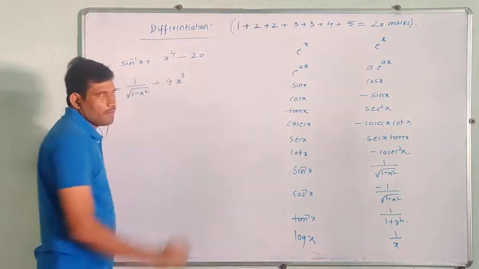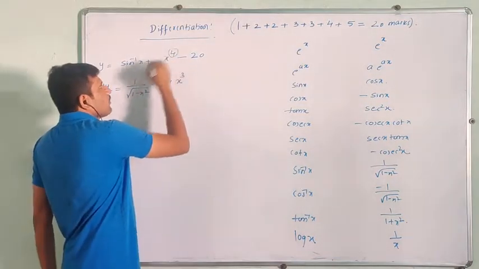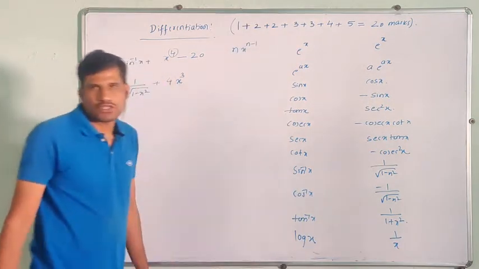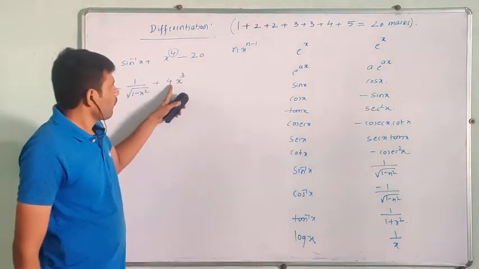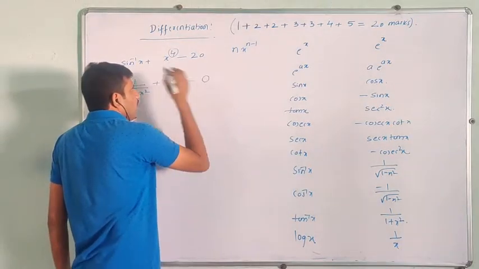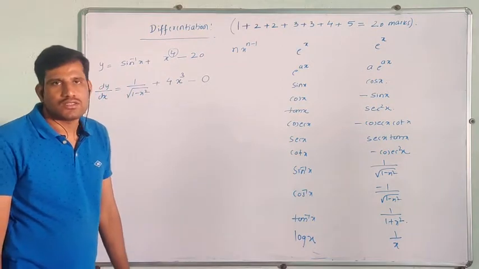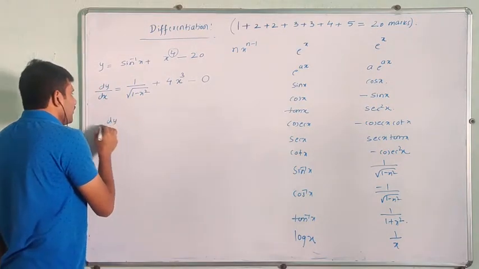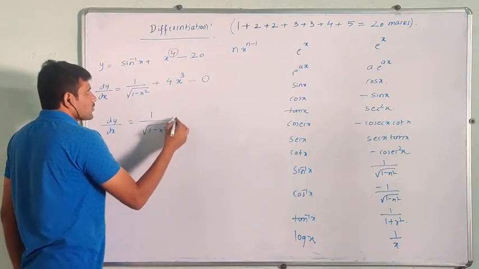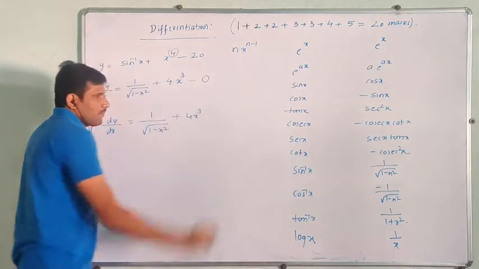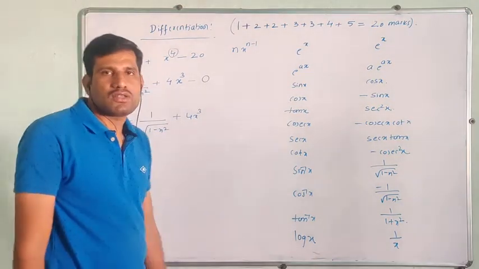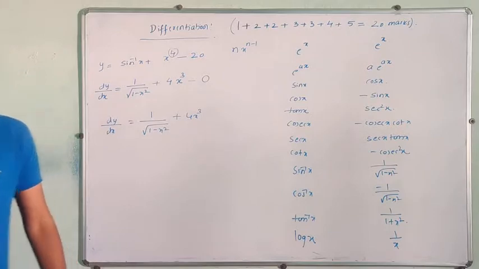So here the n value is 4. 4 into x raised to 4 minus 1, which is 3, minus the derivative of 20. The derivative of 20 is 0. So therefore dy by dx is equal to 1 by root of 1 minus x square plus 4x cube. So this is how we can differentiate when a given function is the sum or difference of multiple functions.